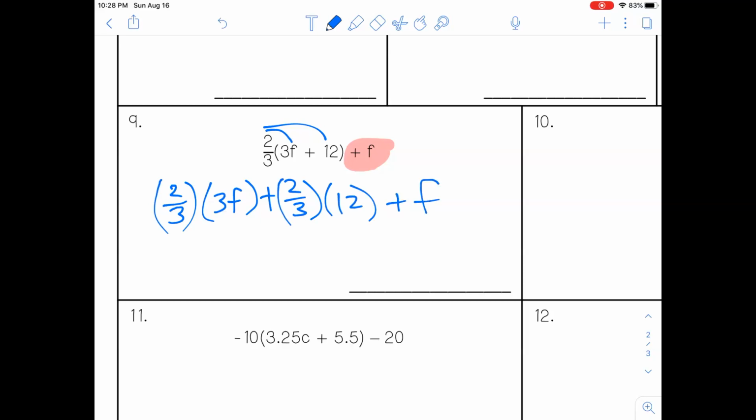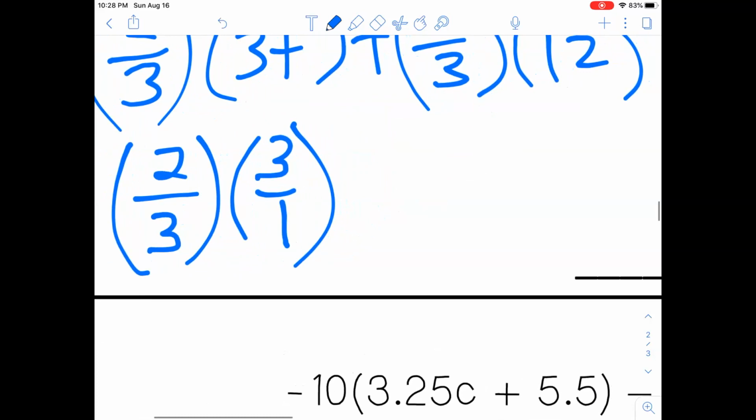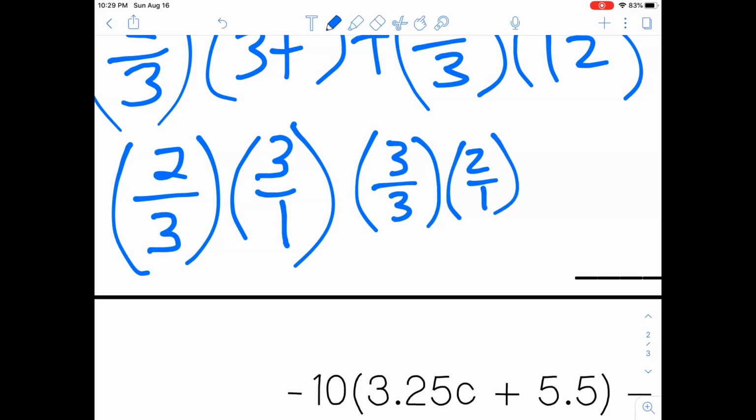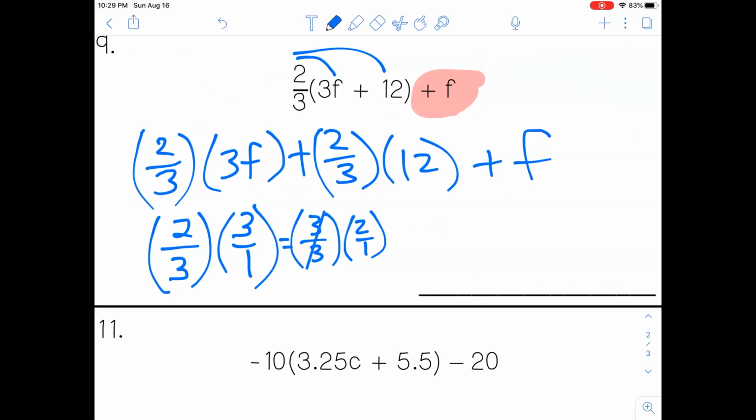So if I multiply, if you remember fractions, this is the same as 2/3 times 3/1. Well, I can swap that out. Remember we talked about how you could multiply in a different order? So I could say 3/3 times 2/1. Instead, that means the same thing. 3/3 is 1. 1 times 2/1 is just 2. So on the first term, we end up with 2f.